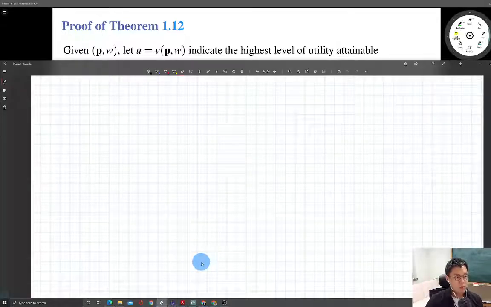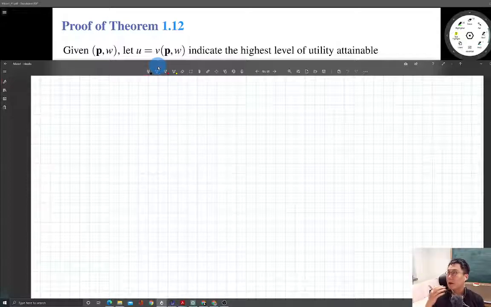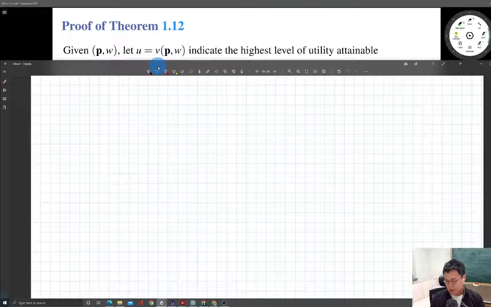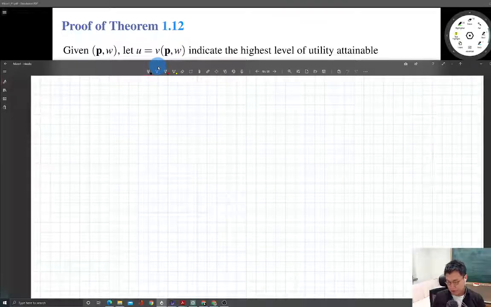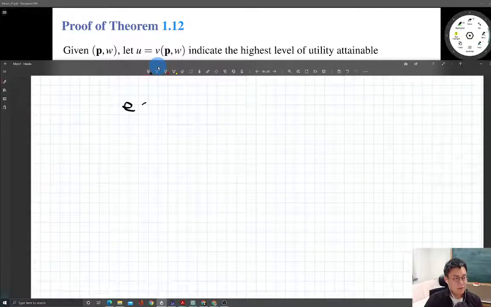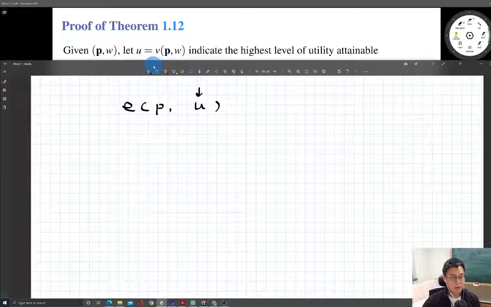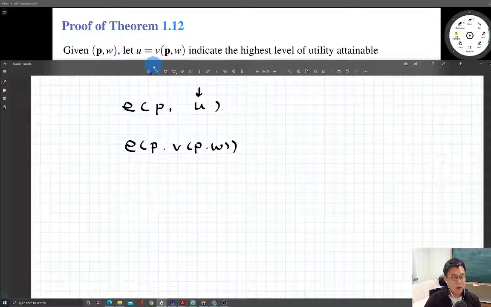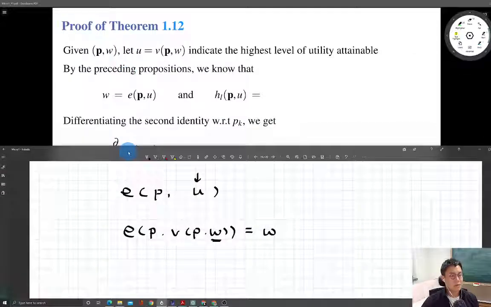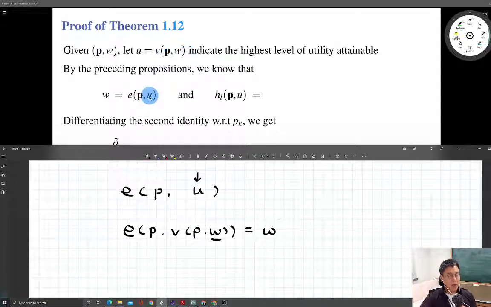So we know that the indirect utility becomes the inverse function of the expenditure function with respect to the target utility. The original expenditure function is this. But if we substitute indirect utility in place of U, it spits out the consumer's income W. Because U is given by indirect utility, we have this relationship, due to the duality between the expenditure and indirect utility functions.